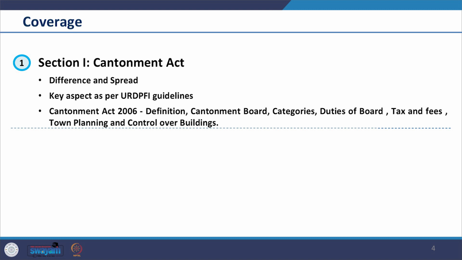We'll look into key definitions, what it prescribes in the act. Then we'll look at the cantonment boards, the various categories which are identified, duties of the board, what all they can do, taxes and fees which they can collect, and the town planning and control over the buildings they have. That all will be covered here.